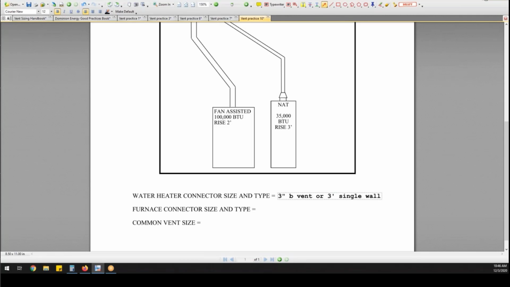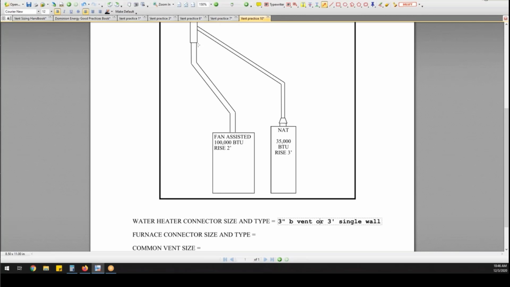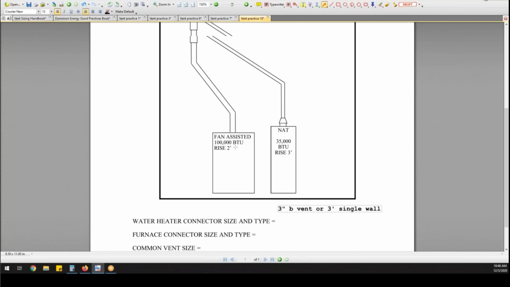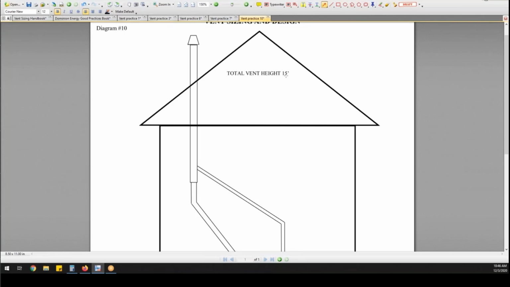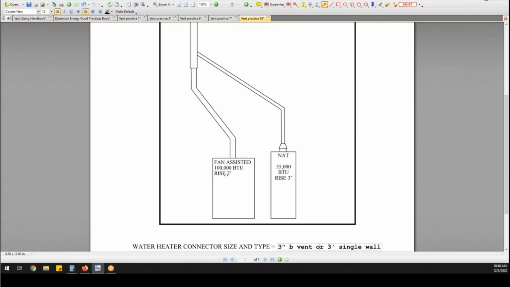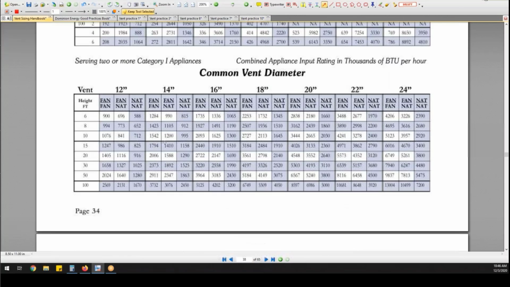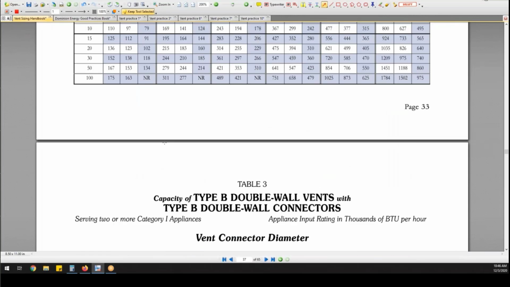Now we do the same process for the furnace. I want to figure out on the furnace, what does my connector size and type have to be? Okay. So I've got, again, 15-foot height, and I've got a 2-foot rise on my furnace. So I go back into my sizing handbook. I go back up and I'm going to start with double wall. Okay.